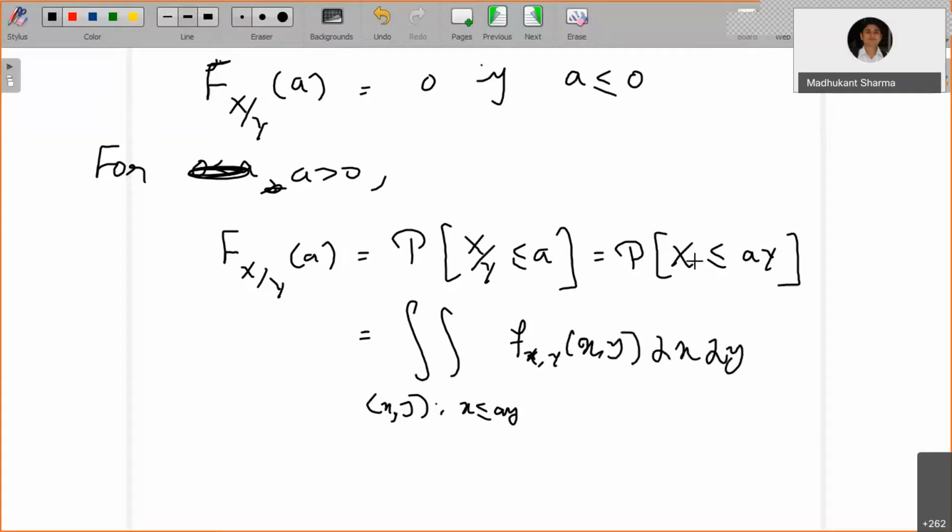Again, you can draw the line X equals aY in the plane, and you are looking only at the values X less than or equal to aY. So this is going to be some integration.